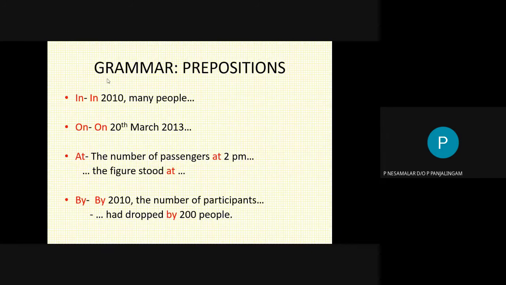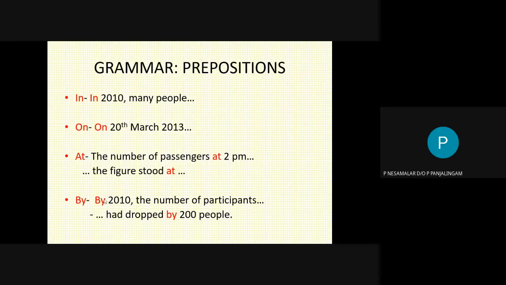Prepositions. Now, for years or even months, you would say in 2010, in December, in January. But for a specific date, on 20th March, on 1st of December, then you would use on. For times of day, you would use at. Referring to a specific number at a specific point, then you would use at. The figure stood at perhaps 100 or 200 or something like that.